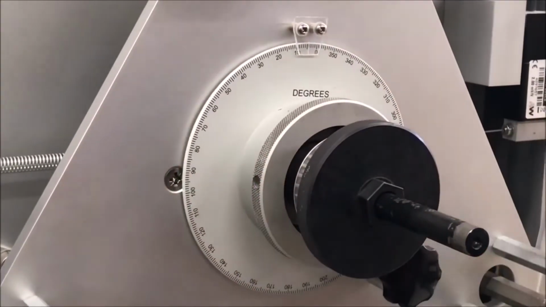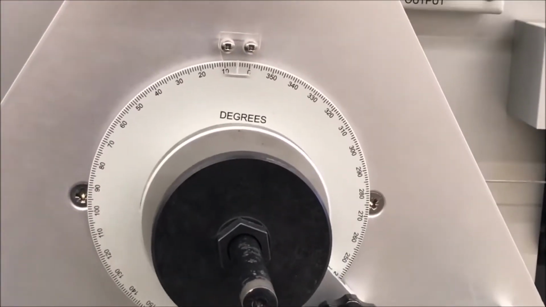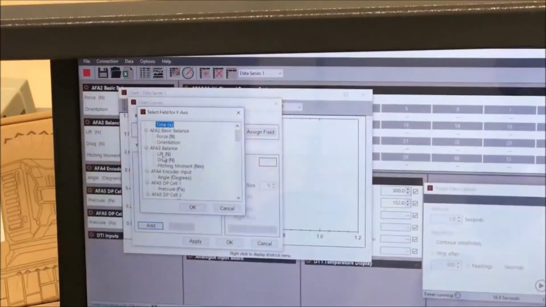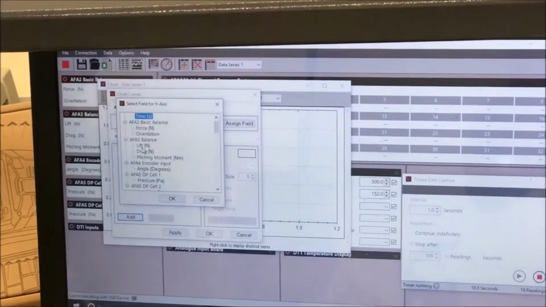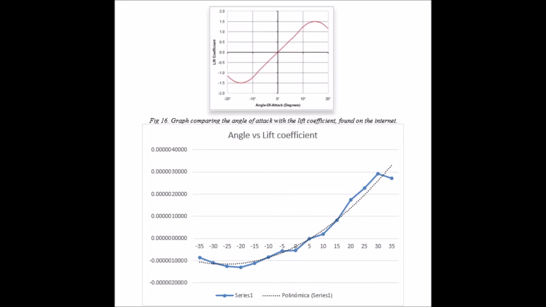When using the wind tunnel, another person has to be on the other side at the adjustment rod for adjusting the different angles we're going to work on. The results obtained were graphed to compare the change in drag and lift coefficients with every angle, as mentioned before, from minus 35 degrees up to 35 degrees.